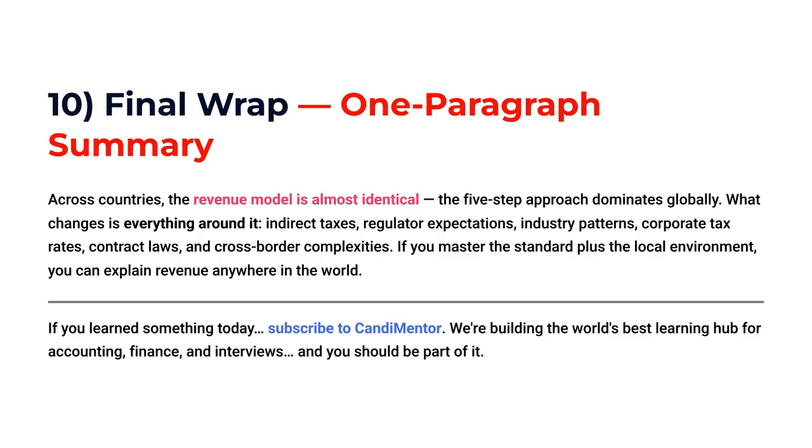Final wrap. 1-paragraph summary. Across countries, the revenue model is almost identical. The 5-step approach dominates globally. What changes is everything around it. Indirect taxes, regulator expectations, industry patterns, corporate tax rates, contract laws, and cross-border complexities. If you master the standard plus the local environment, you can explain revenue anywhere in the world.